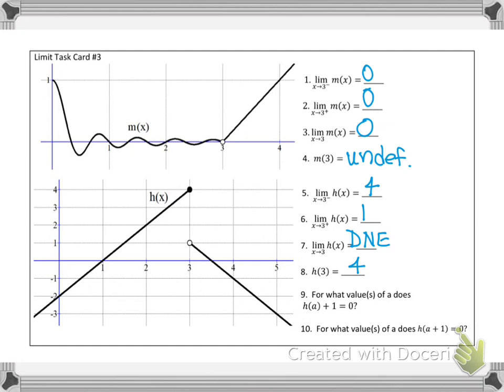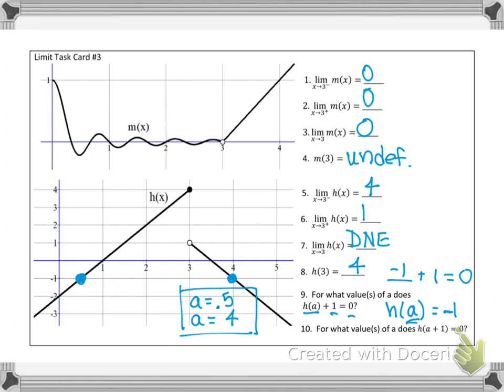For what value of a does h of a plus 1 equal 0? Well, what number, when you add it to 1, gives you 0? Obviously, negative 1. So we need h of a to equal negative 1. So we need, when you input a to our function, we need the output to be negative 1. So that's going to be here and here on the graph. There's twice on the graph where our output is negative 1. That happens when a is 0.5, right here, and when a is 4. Those are the two values of a that would, if we were to first find h of a and add 1, we would get 0.